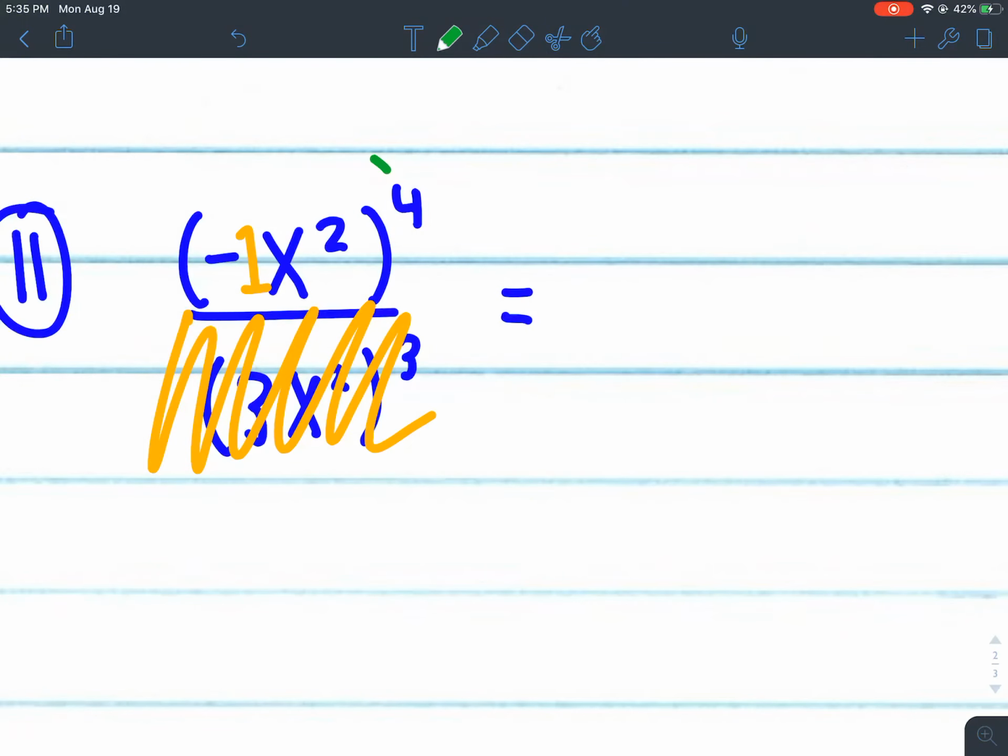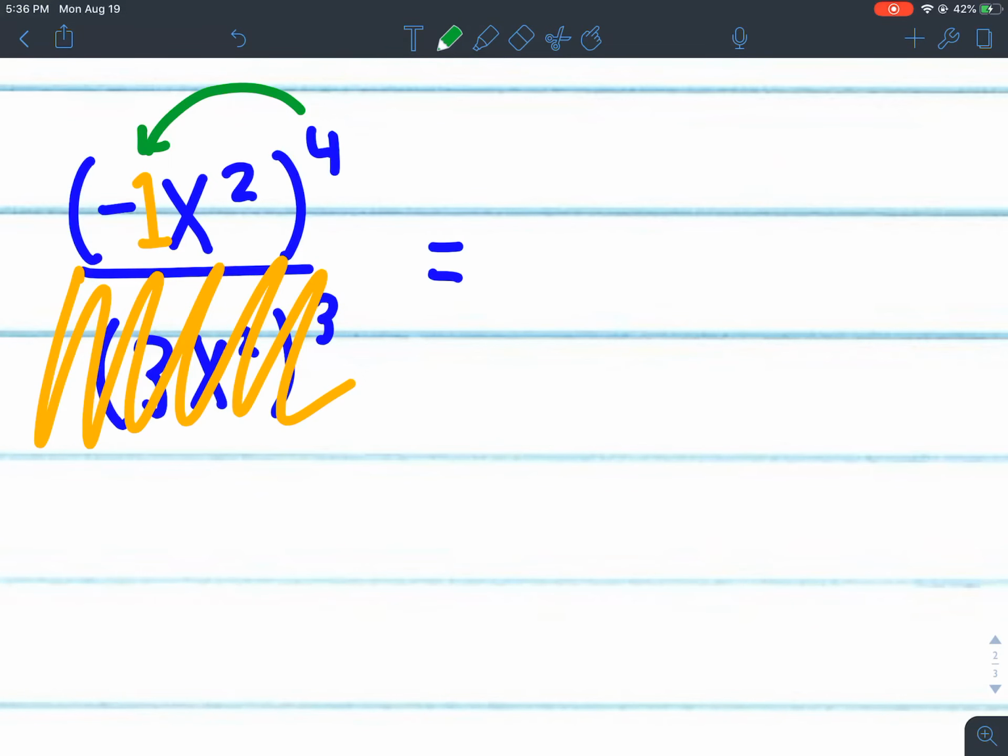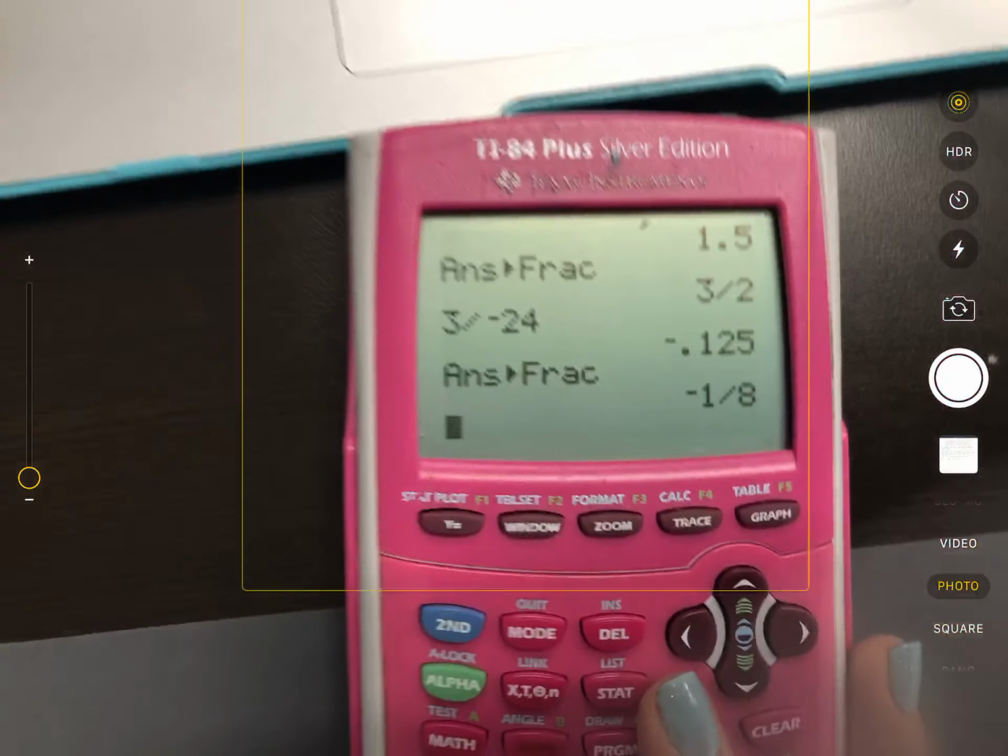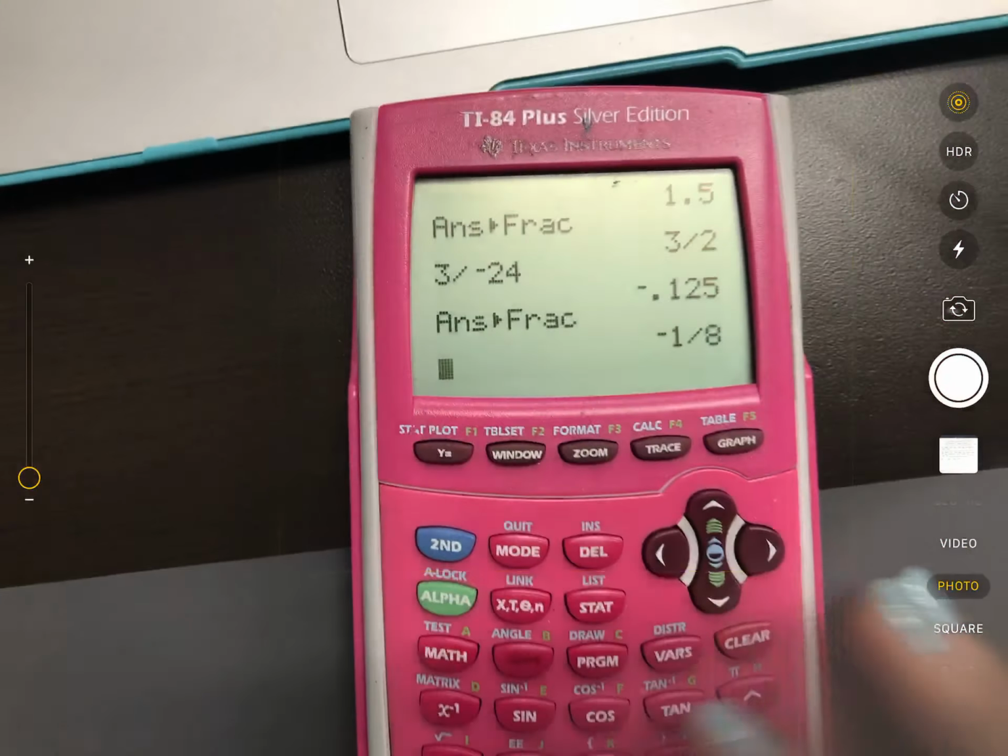And I'm going to go distribute now. So I have negative 1 to the 4th power. Now I'm going to put that in the calculator and show you how to do that. So when you see negative numbers and you want to put it to the exponent, you have to put parentheses. So I have a negative here. I'm going to do negative 1, and I'm going to close those parentheses.